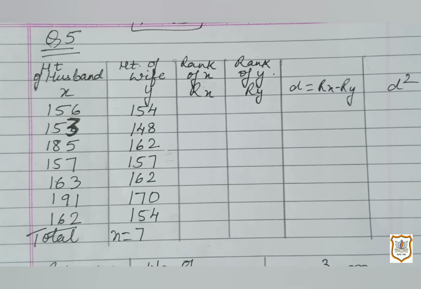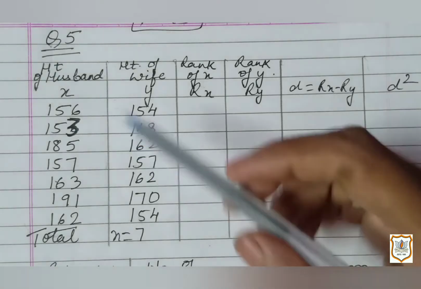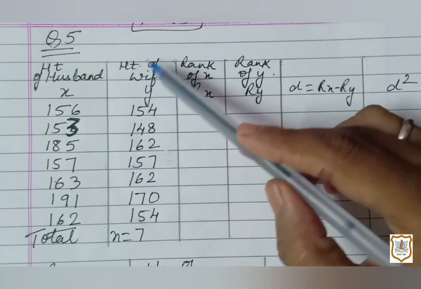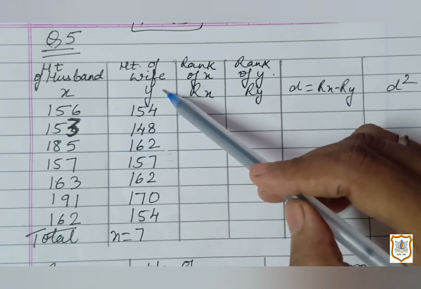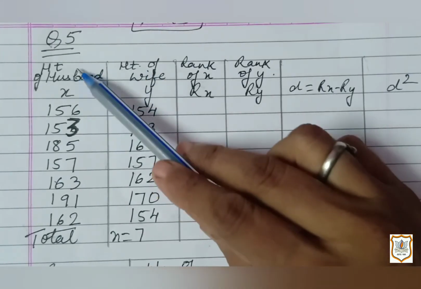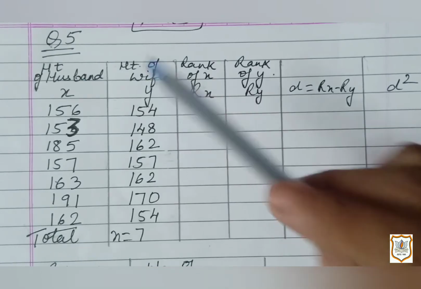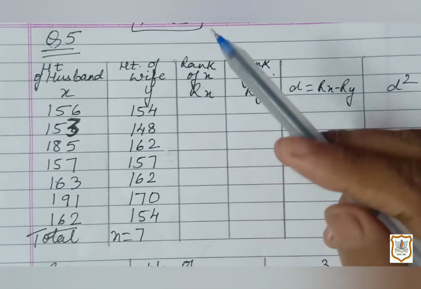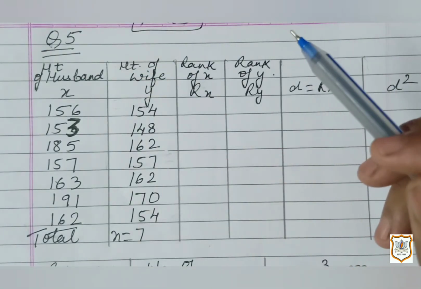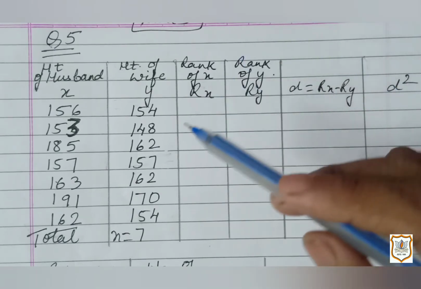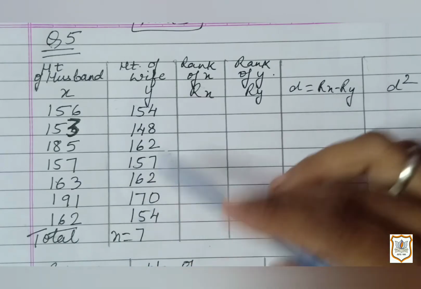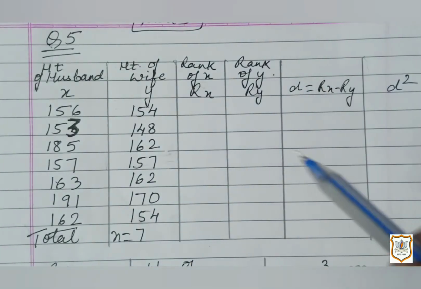Now see question number 5 of exercise 2.3. Here the height of husband is this and height of wife is this. This we are taking as X, this we are taking as Y, that is, height of husband is X and height of wife is Y. Again we are supposed to find the rank correlation coefficient. Now see, here also the ranks are not given, so we have to assign the ranks.